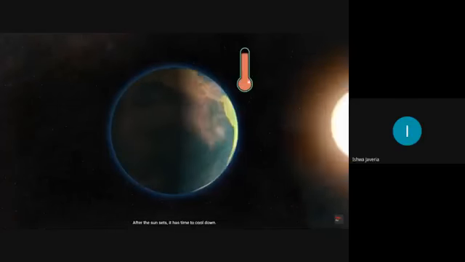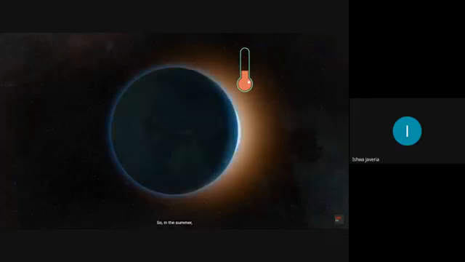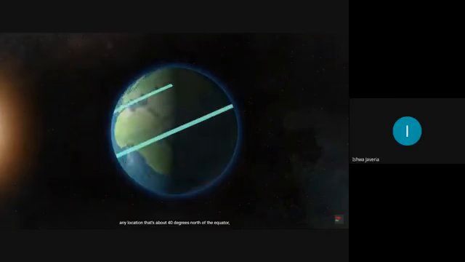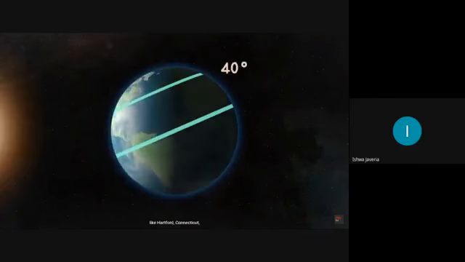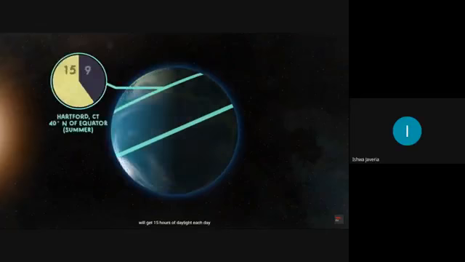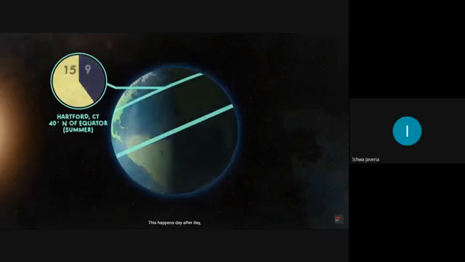So, when the sun is shining on the Earth, it warms up. After the sun sets, it has time to cool down. So in the summer, any location that's about 40 degrees north of the equator, like Hartford, Connecticut, will get 15 hours of daylight each day and 9 hours of darkness. It warms up for longer than it cools. This happens day after day, so there's an overall warming effect. Remember this fact for later.